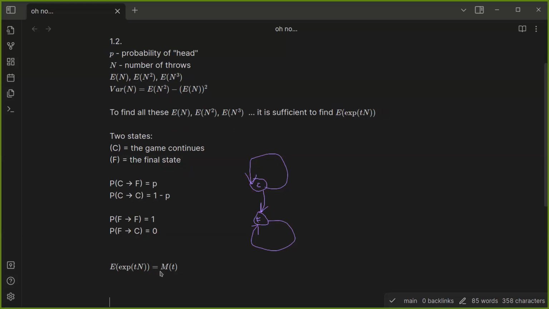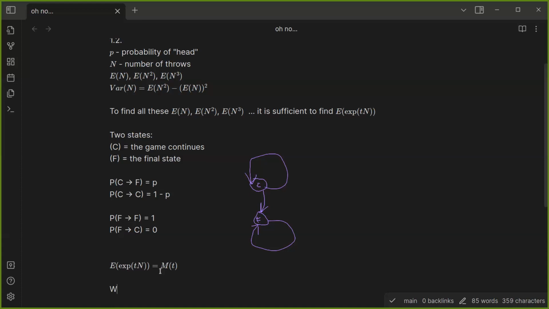We will find two functions. One function for the state f, and one function for the state c. One function calculates this value, assuming that we start at c, and the other one calculates the same value, assuming that we start at f. Okay, so we will find mf of t, that is obvious, and mc of t.